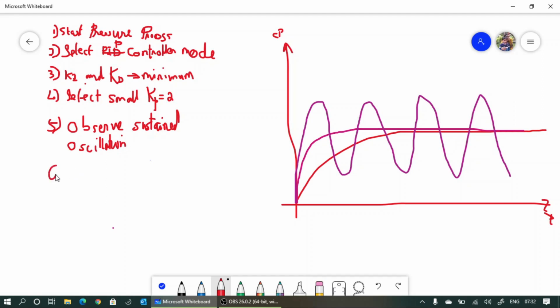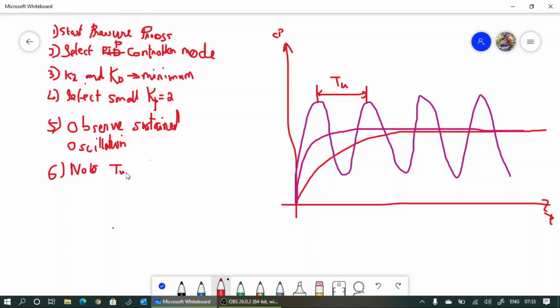Now what is the 6th step? From this graph, this one is a sustained oscillation corresponding to some Kc value, the Kc that we discussed. Now, this one has a particular period and particular amplitude. So note down this period. We can label it as the period of ultimate oscillation. We can note it as Tu, the period of ultimate oscillation. So please note Tu.